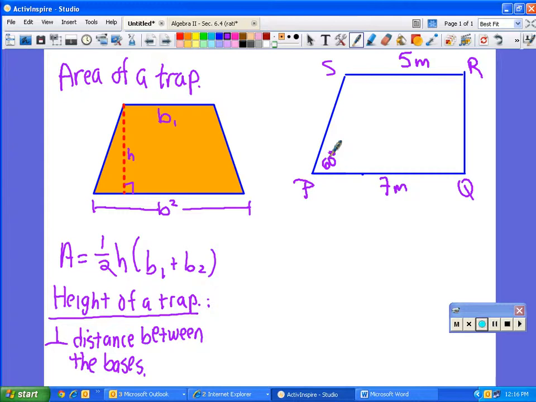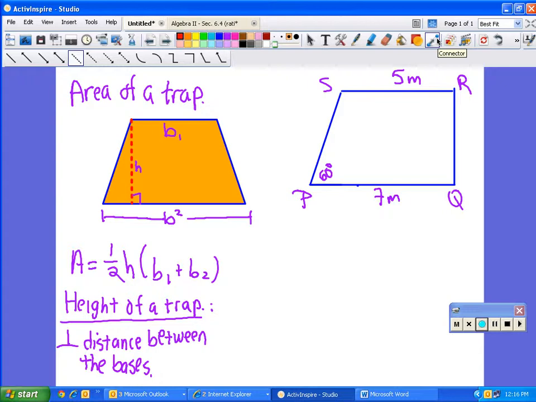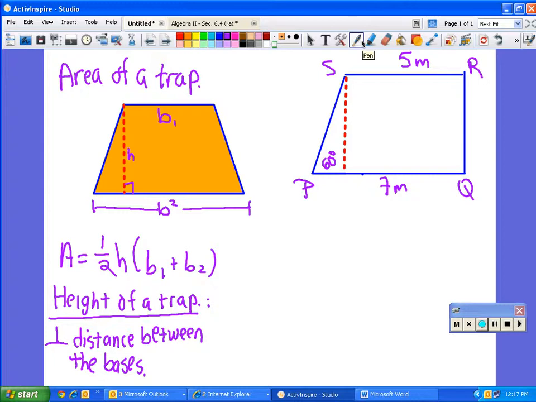Okay, so Bill is correct. We're missing a height. So what do you think we're going to do? If we need a height and we don't have it, what do you think we're going to do? We're going to make one. Instant height.